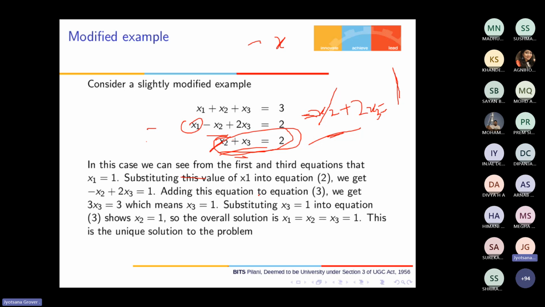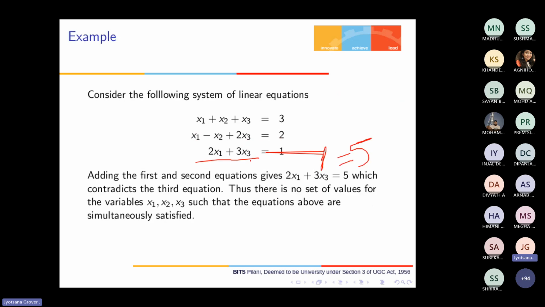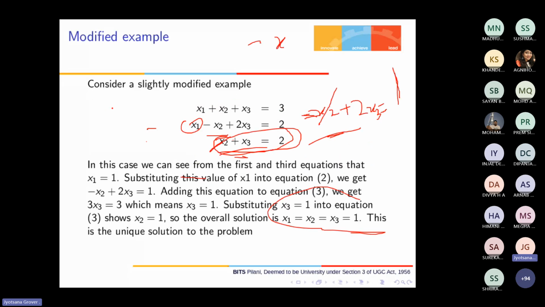Every variable is having just one value, which is 1. So this is a unique solution. In the earlier problem, you got an inconsistent solution. And here you're getting a unique solution, because there is only one value of x1, only one value of x2, and one set of values for x1, x2, x3. So you say this has a unique solution.